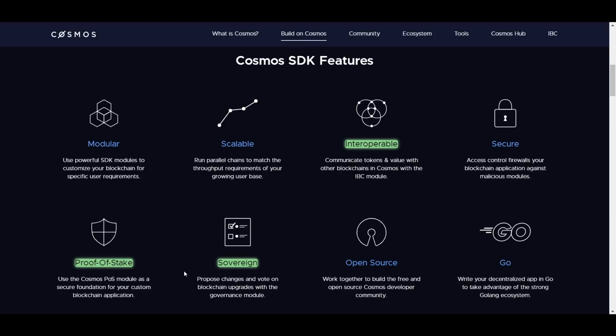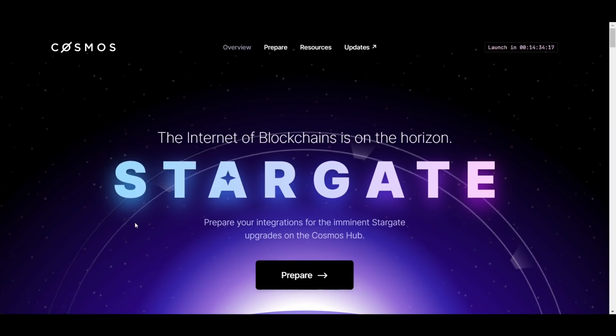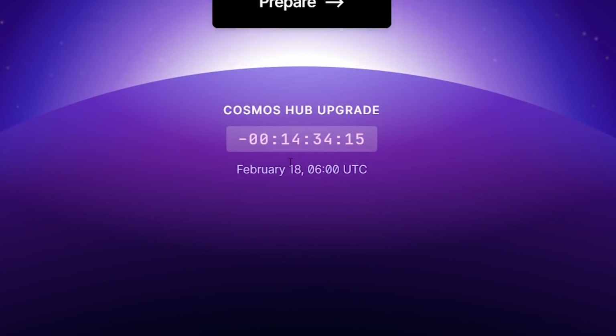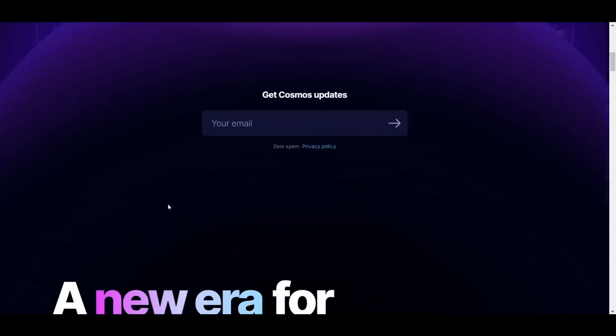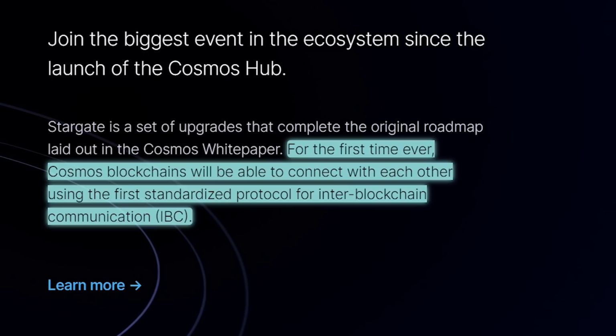Now, let's talk about the big update coming to Cosmos. The update is called Stargate, and it will be arriving in less than a day, as you can see on this countdown timer. Cosmos is calling Stargate the biggest event in the ecosystem since the launch of the Cosmos Hub itself, and for good reason. This is because, for the first time ever, Cosmos blockchains will be able to connect with each other using the first standardized protocol for inter-blockchain communication.